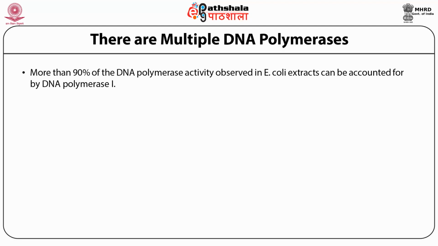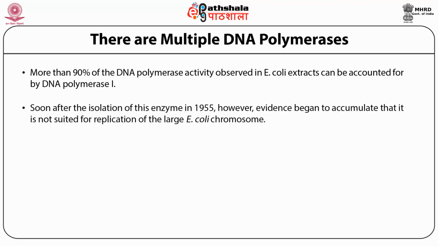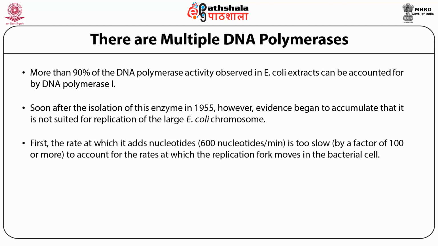For example, more than 90% of the DNA polymerase activity observed in E. coli extracts can be accounted for by DNA polymerase 1, but later on in 1955, evidence began to accumulate that it is not suited for the replication of the large E. coli chromosome. The evidence in support of the existence of more DNA polymerases is, first, the rate at which it adds nucleotides, usually 600 nucleotides per minute, is too slow by a factor of around 100 or more to account for the rates at which the replication fork moves in the bacterial cell.